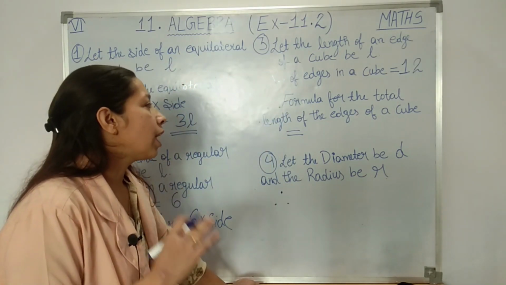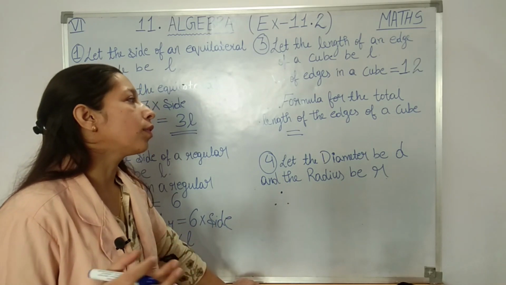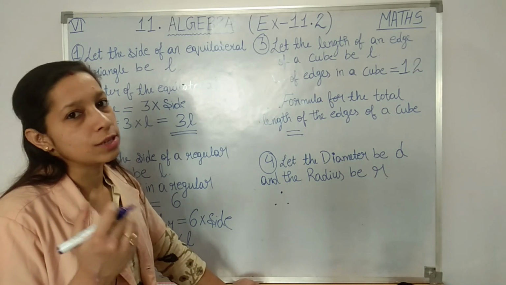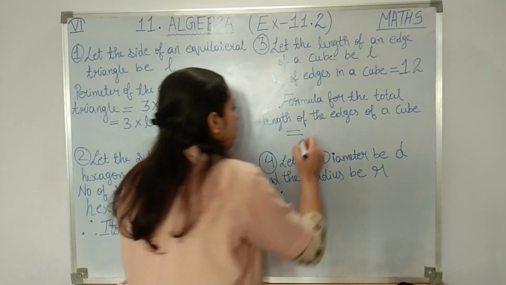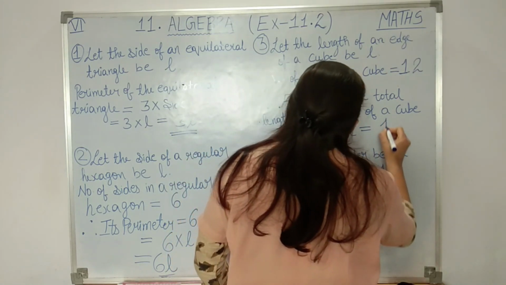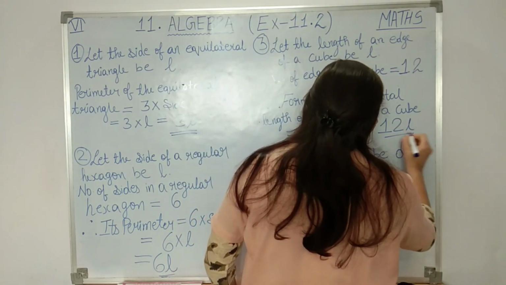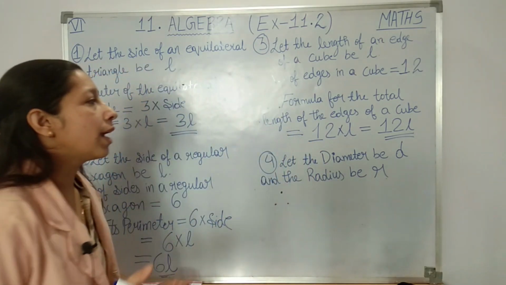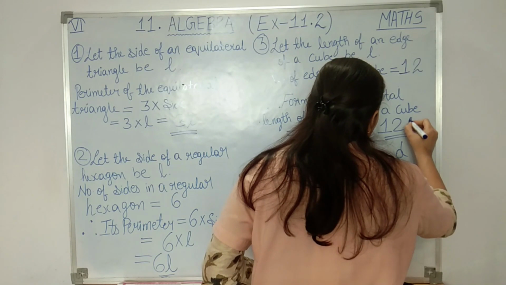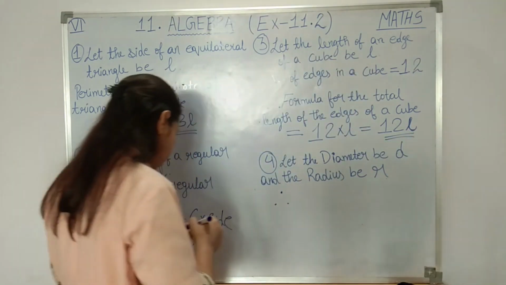Therefore, the formula for the total length of the edges of a cube: we know that if we are talking about a cube, all edges will be of the same length. So here the formula will be 12 into L, which will give us 12L. So the total length of the edges of a cube is equal to 12L. Okay, students. Let us see the 4th question now.